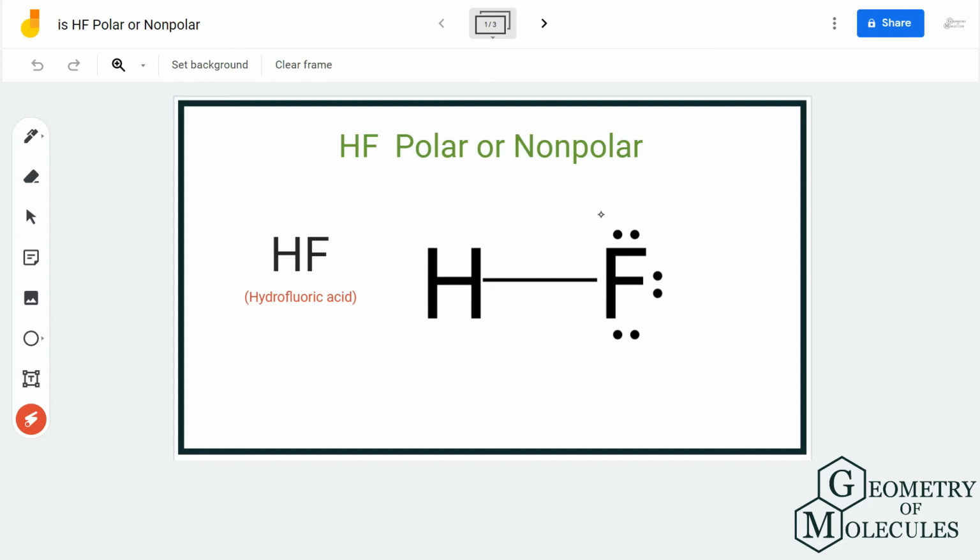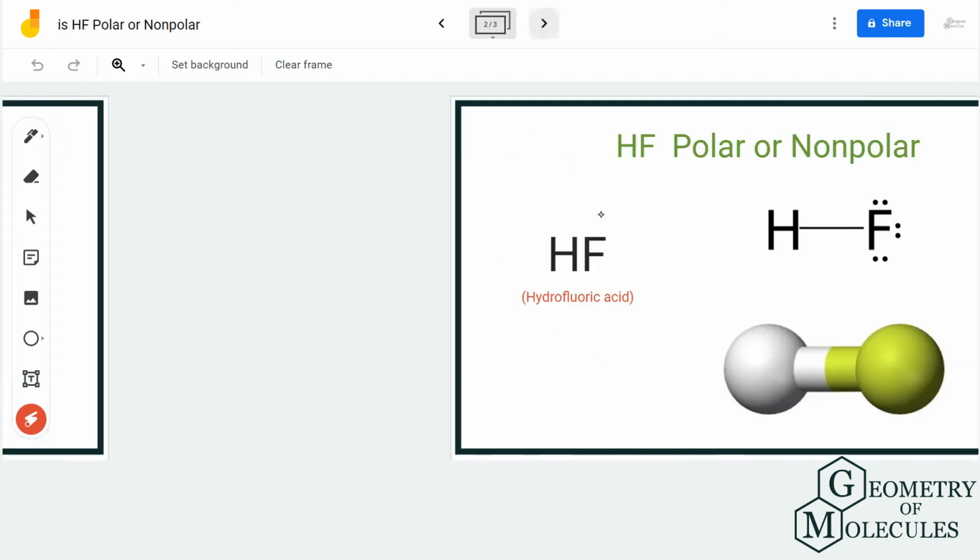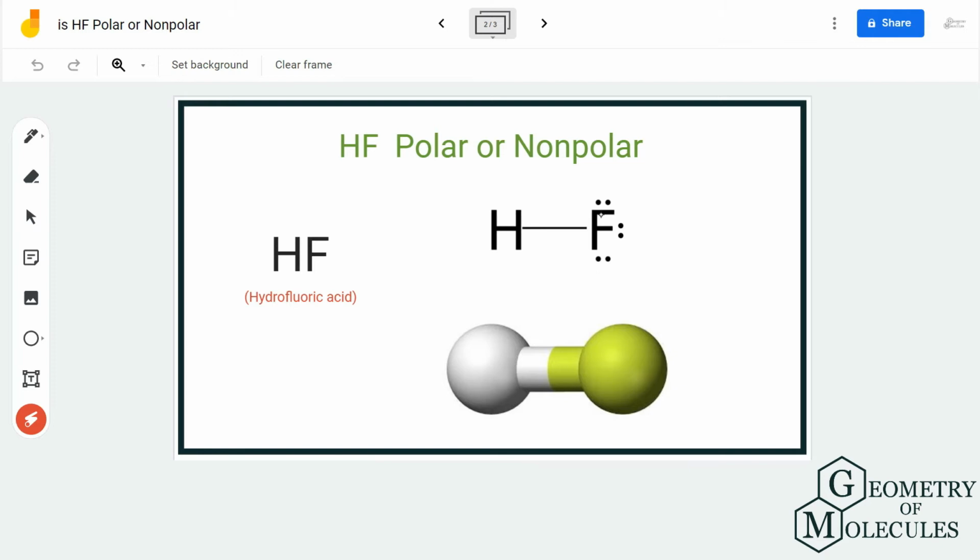Here we have a simple Lewis structure, because it is a diatomic molecule that just consists of hydrogen and fluorine. So the Lewis structure is quite simple and it has a linear geometry. So we are clear on that part. Now when we proceed ahead and look at the electronegativities, the fluorine atom has an electronegativity value of 3.98 and for hydrogen it is 2.20.